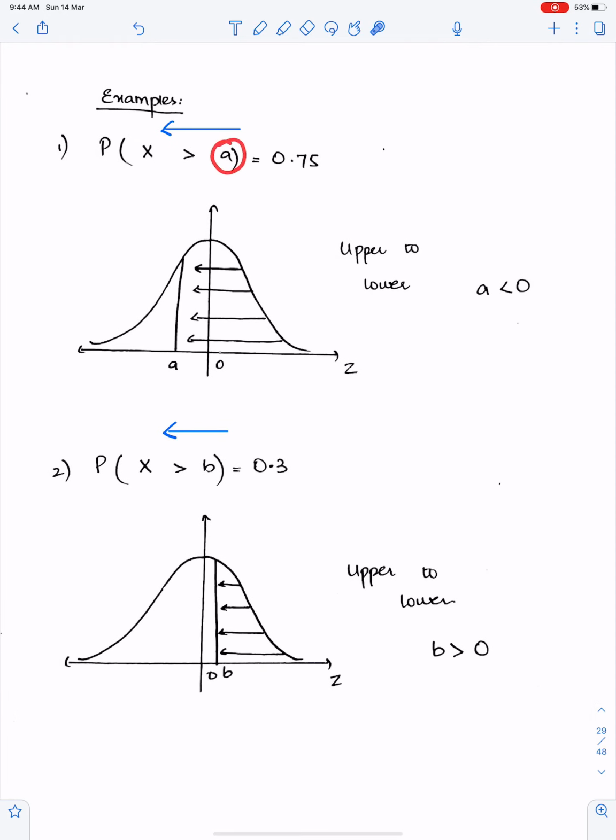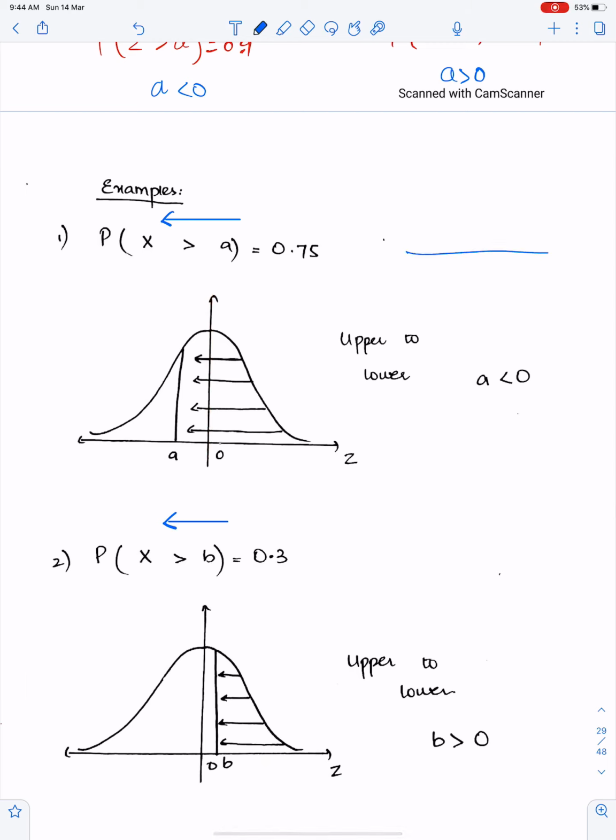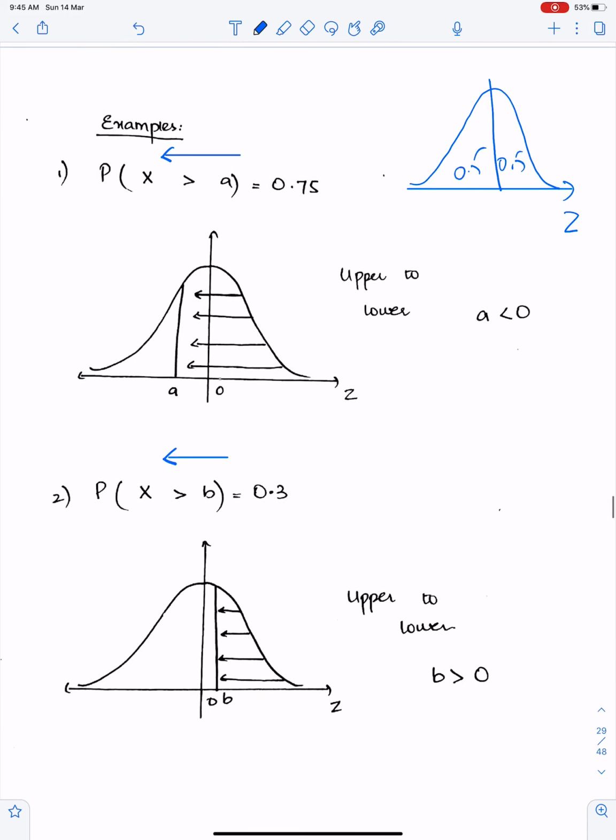See, this is the unknown. To decide the position of this unknown, we have to shade this area according to this sign. Since we have a greater sign, we have to shade from the upper tail towards the lower tail. Since this area is greater than 0.5, we have to cross this central line, because till the central line the area is 0.5. This is 0.5 and this is 0.5. So make sure you cross the central line when the area is greater than 0.5.